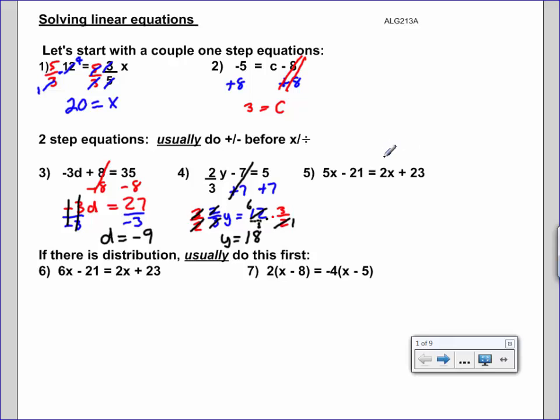Okay, now I'm going to try and get all my x's on one side, and you can move them to either side. I try to keep my x's positive, so I'm going to start by subtracting 2x from both sides. That eliminates the 2x from that side. Now I have 3x minus 21 equals 23.